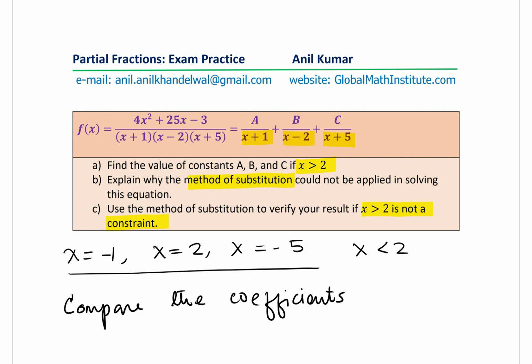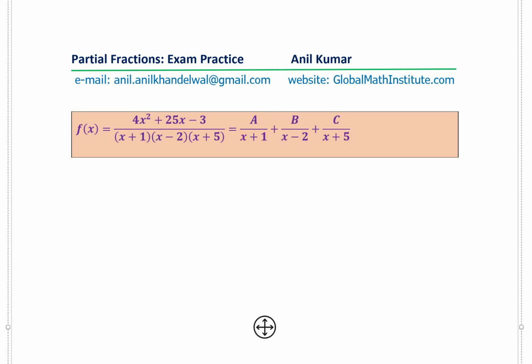Explain why we've done that. Now, part C is: use the method of substitution to verify your answer if x greater than 2 is not the restriction. So basically, we now need to do it with the second method also. Now the restriction has been removed, and therefore we can actually do the substitution method, right?